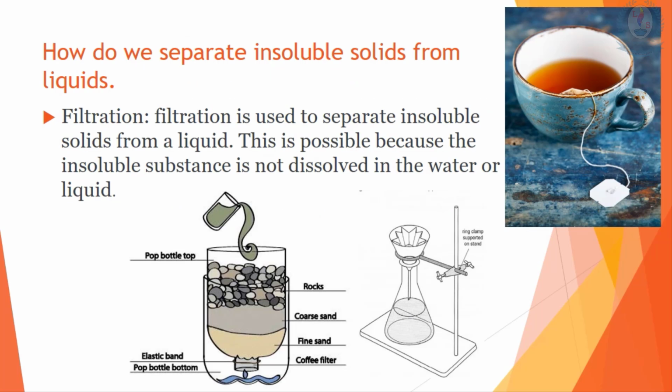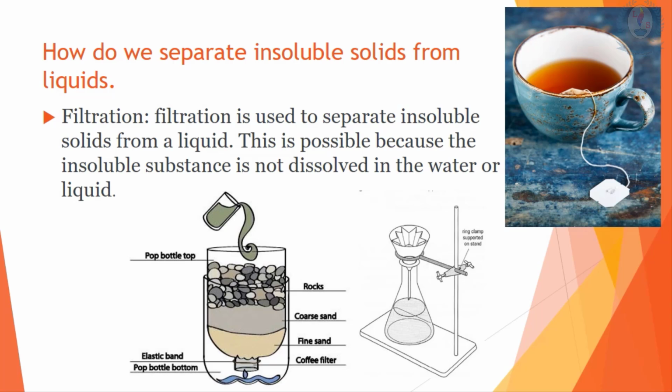Children, now we are going to know how we separate insoluble solid from liquids. Filtration is used to separate insoluble solid from a liquid. This is possible because the insoluble substance is not dissolved in the water or liquid.